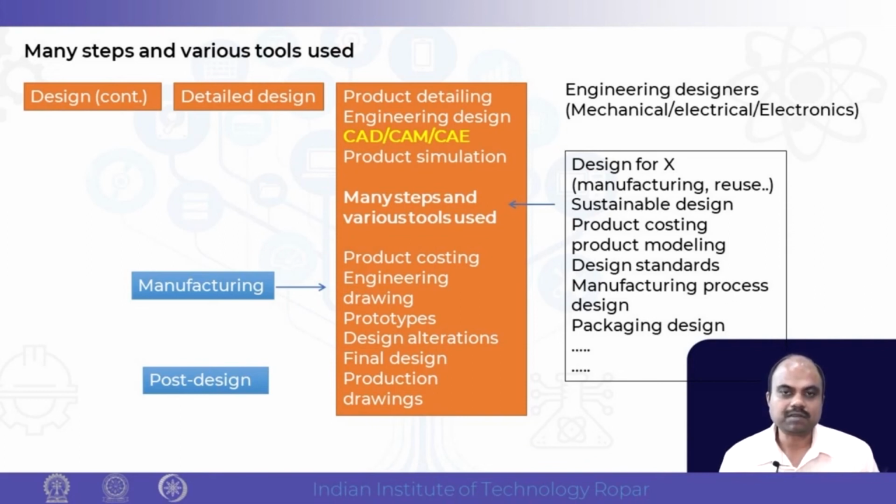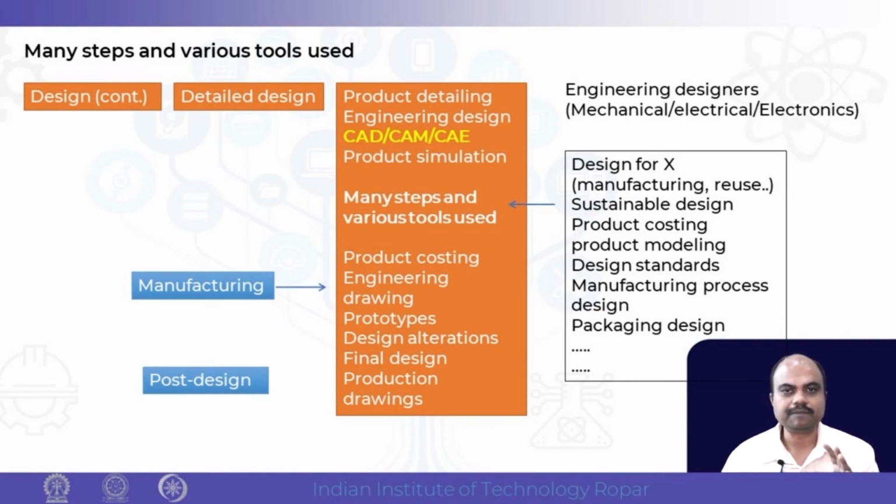Product costing, what is the cost of the product, how we can reduce the cost. Reduction of the cost and improvement of quality are both required, but some understanding is required of how we can balance among them. Product modeling, then design standards, what design standards are required, then product design packaging, then product costing, engineering drawing. So we have to generate the engineering drawing, give it to the manufacturing section, make the prototypes, design alteration, then the final design, and then the production drawing.